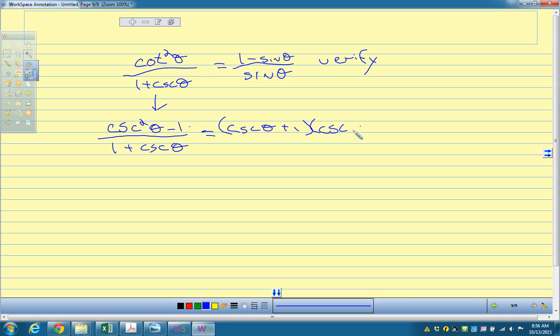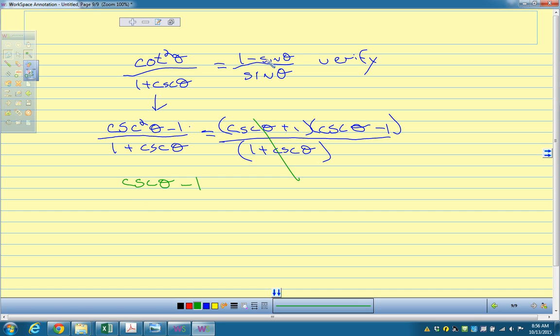Okay? And over 1 plus cosecant theta. And these two things are essentially the same, right? See that? Can I cancel that out? Those are the same, right? 1 plus cosecant theta is equal to cosecant theta plus 1. So I can then cross these out, and I get that that's equal to cosecant theta minus 1.